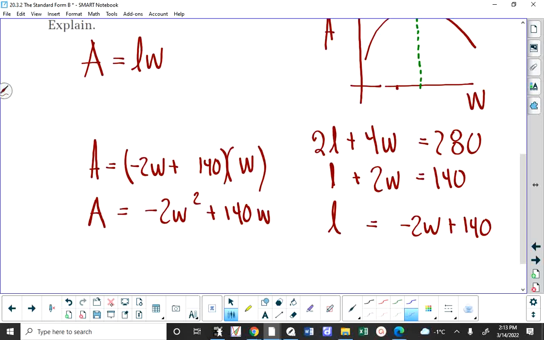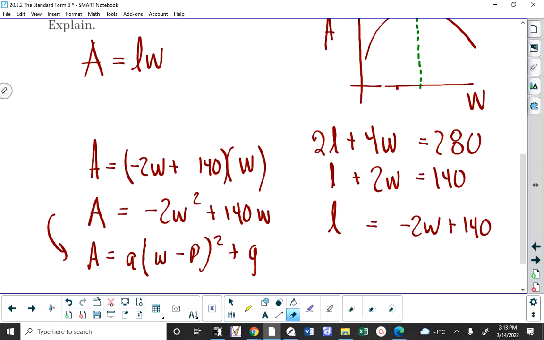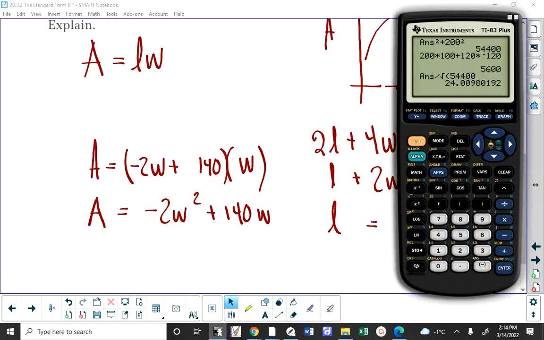We're going to graph this on our calculator. There is an algebraic way to turn this into vertex form. Well, I guess it's W, not X. There is an algebraic way to turn it into the vertex form, but you don't know that yet. So we have to use the calculator. What do we have? Negative 2x squared. I mean, we can't put W there. Our calculator thinks in terms of X. Plus 140x.